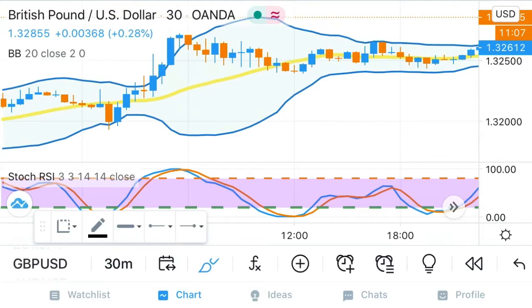Okay, so this is the chart. I'm on a 30-minute time frame. This is the GBP USD currency, okay? I love this one. It's a New York session. So, this is basically my trade journal, part 1. So this is what we're gonna do. I'm gonna show what I see.